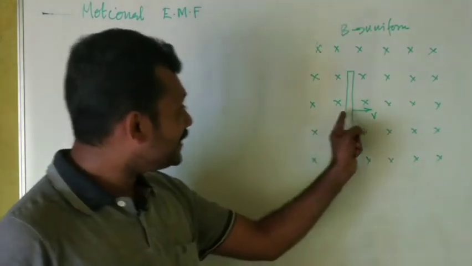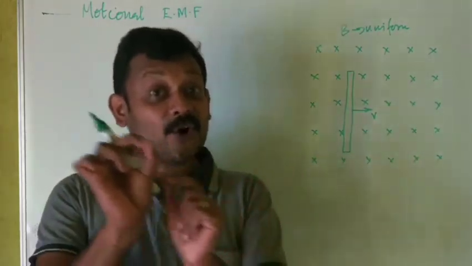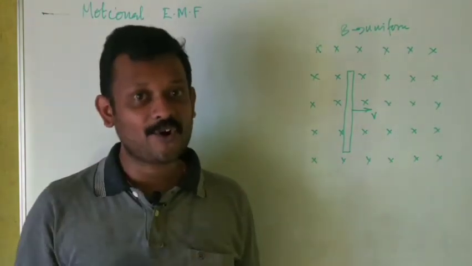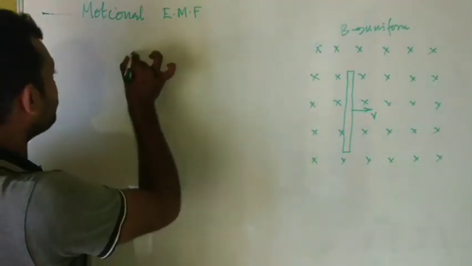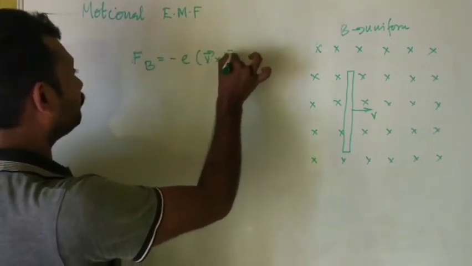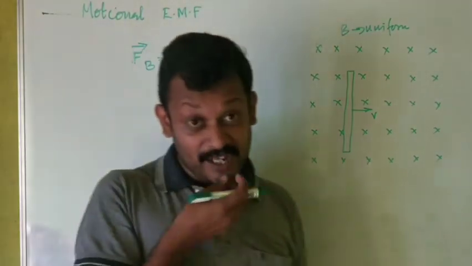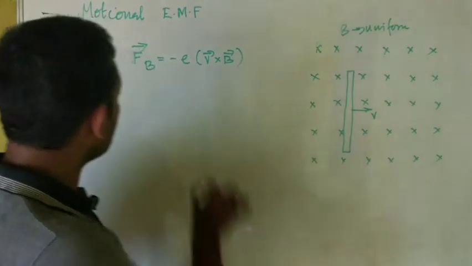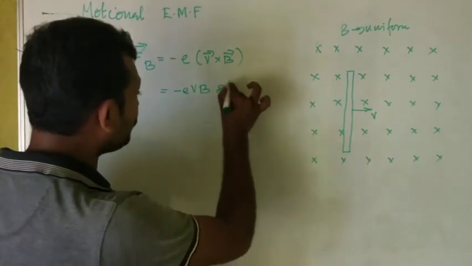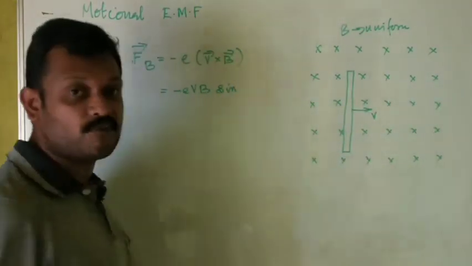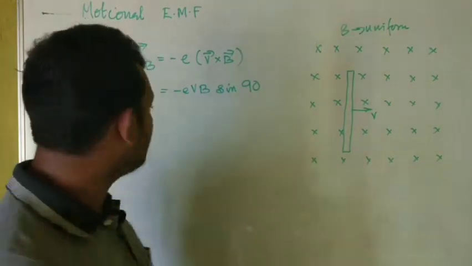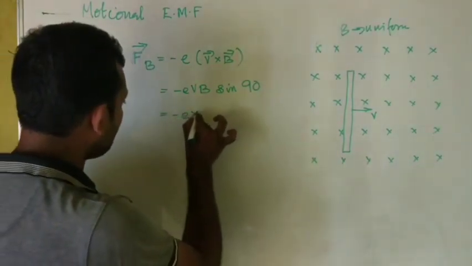Just like that, when this conductor is given a velocity, all electrons in this conductor are also moving with that velocity, which means the electrons will experience a magnetic force given by minus e V cross B. Now the magnetic field is into the board, so this is equal to minus e V B sin theta. How much is the angle between V and B? V is in this direction, B is into the plane, so the angle is 90 degrees. e V B sin 90, so the answer is minus e V B n cap.